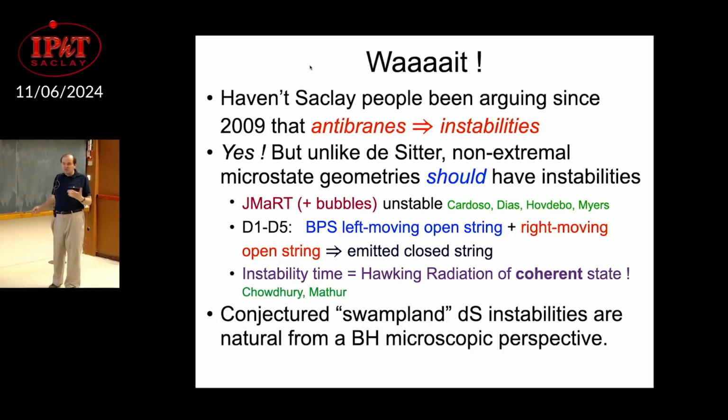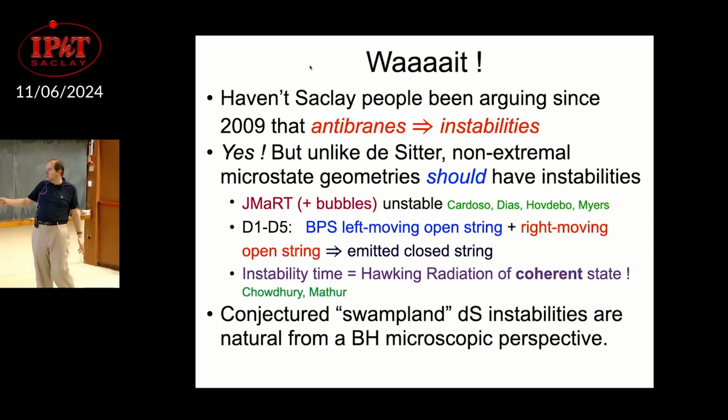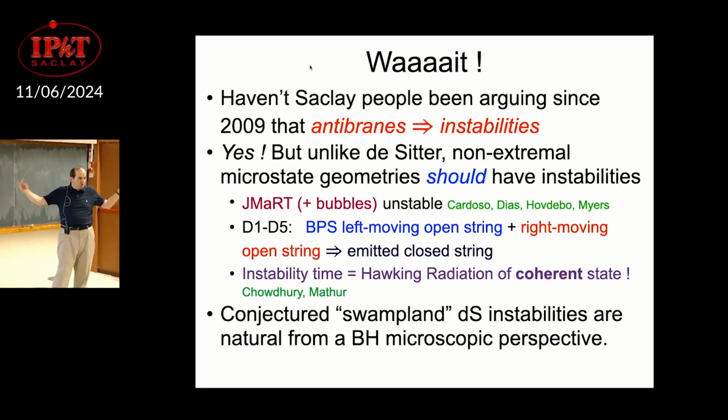And in a sense, from the anti-brane perspective, people have all these de Sitter instabilities, which are swampland conjectured. These appear very natural from a black hole perspective, because from a black hole perspective, these guys should be unstable. The instability should be there. When you put anti-branes and when you go to non-extremal, you should get instabilities, again, using Samir's arguments. And therefore, these de Sitter instabilities are very natural from this perspective.